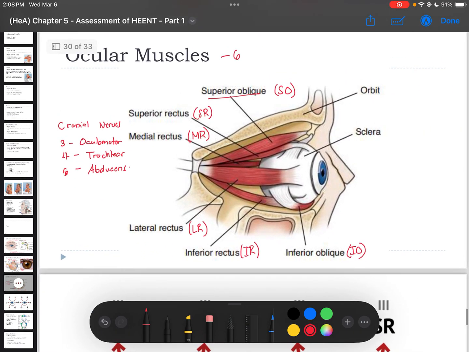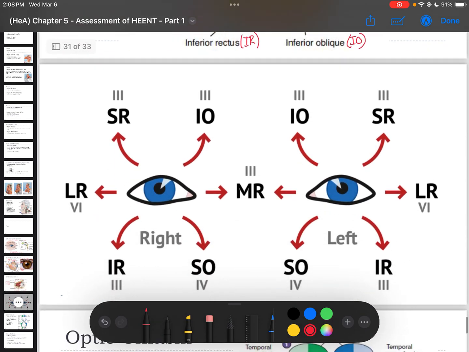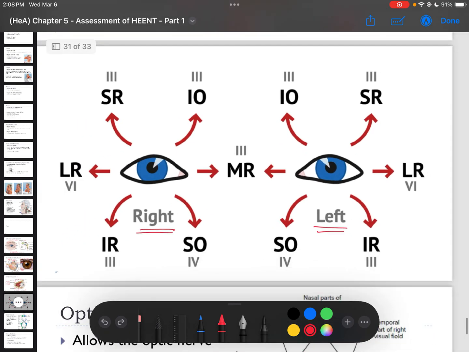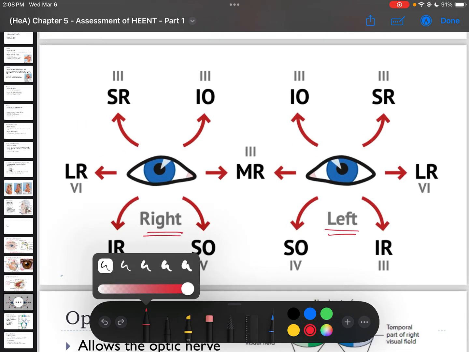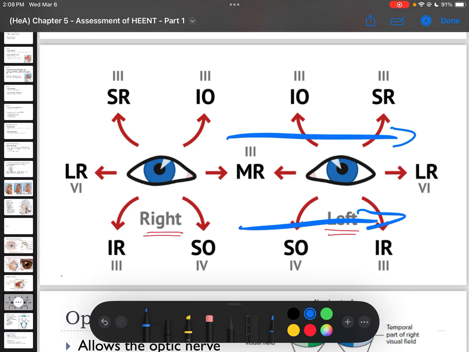Now, where is this relevant, class? It is relevant here. Look at the labels. This is the left eye. This is the right eye. Let's say, for example, the patient wants to look towards this side. They must move their eyes towards there.